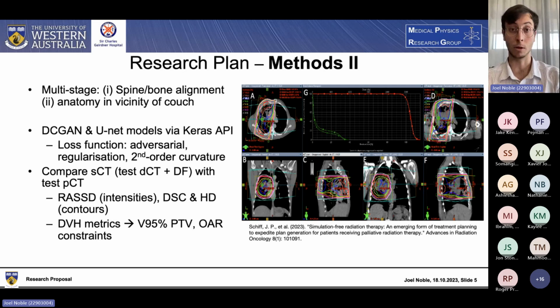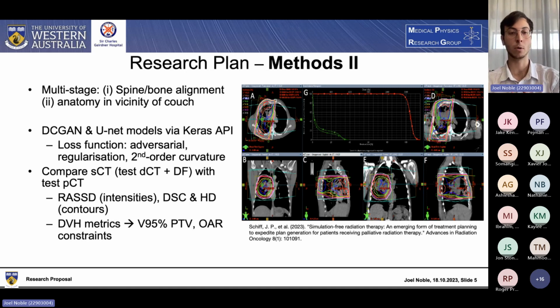Now, in terms of the models that could actually be used, the two most promising models to this end are the Deep Convolutional Generative Adversarial Network, the DC-GAN, and of course the famous UNet model, which can both be implemented via the Keras API in Python. These would be guided by a loss function, which would include terms for the adversarial loss in the case of the DC-GAN, that is between the generator and the discriminator components. There would be regularization terms, and also a common loss term is the second order curvature, common in registration, to essentially ensure the production of smooth and realistic deformation fields.